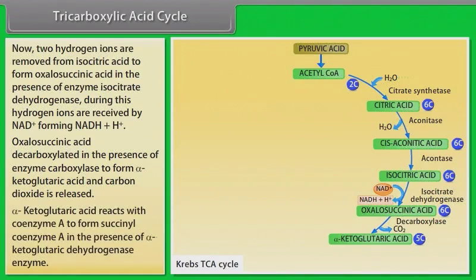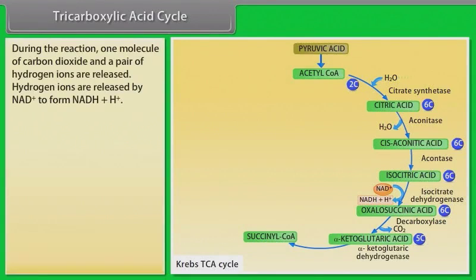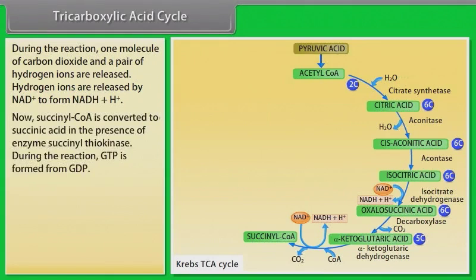Alpha-ketoglutaric acid reacts with coenzyme A to form succinyl coenzyme A in the presence of alpha-ketoglutaric dehydrogenase enzyme. During the reaction, one molecule of carbon dioxide and a pair of hydrogen ions are released. Hydrogen ions are received by NAD+ to form NADH plus H+. Now succinyl CoA is converted to succinic acid in the presence of enzyme succinyl thiokinase. During the reaction, GTP is formed from GDP.